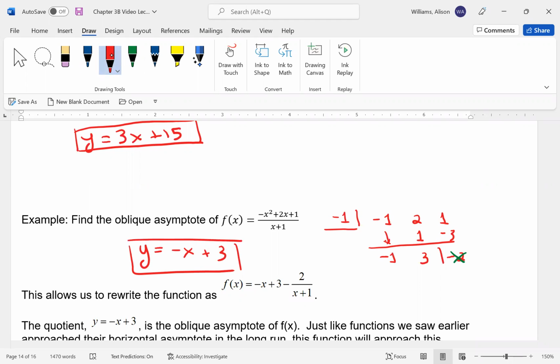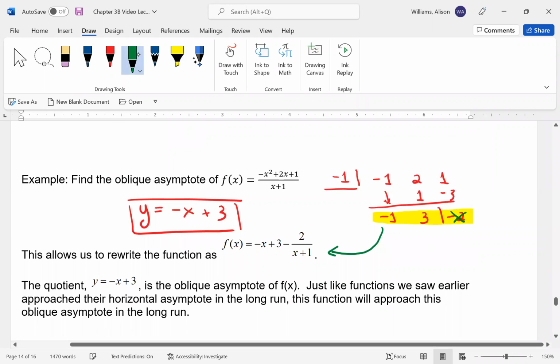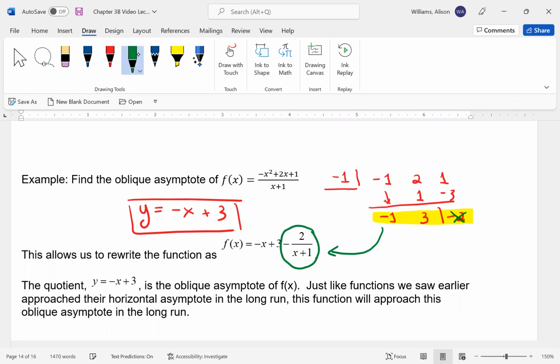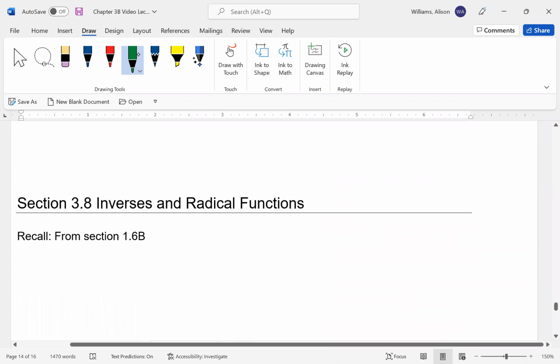Now, they did take our result over here and wrote it in this form. And what they're trying to say is that 2 over x plus 1, because we're looking at long-run behavior, meaning when x is going to infinity, this part ends up becoming a tiny little fraction and goes away, which is why we ignore it. All right, that's that explanation right there.